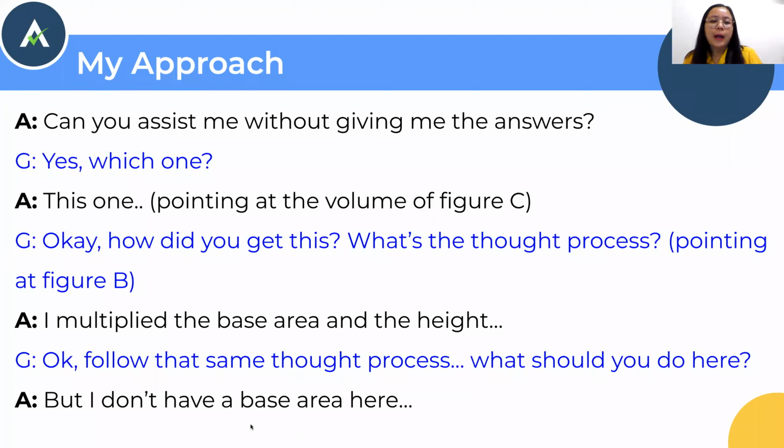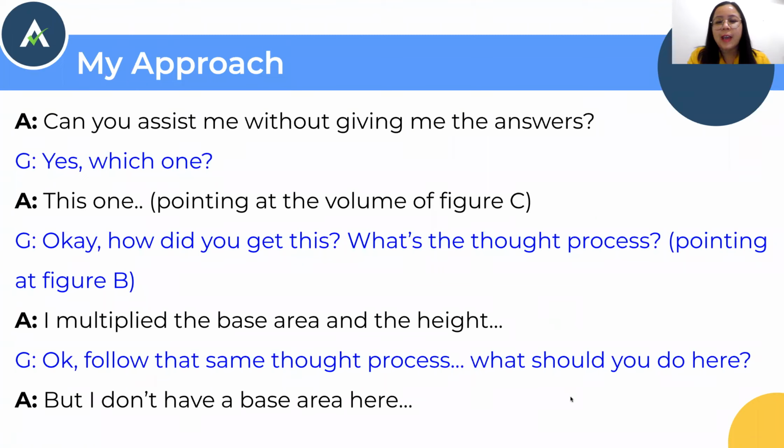Here, the advanced student is supporting student A by asking him questions. Just like this: okay, how did you get this? What's your thought process? Then A explained what he did, and G supported him by telling him that you can also do that in this problem, but the given is different. This is when they were working on, I think, volume of a cone. So I don't have my base area here.